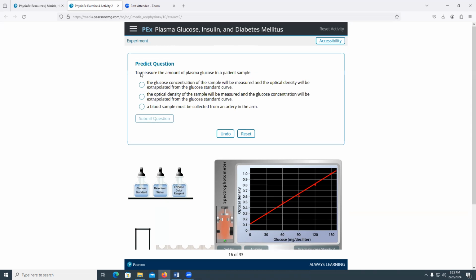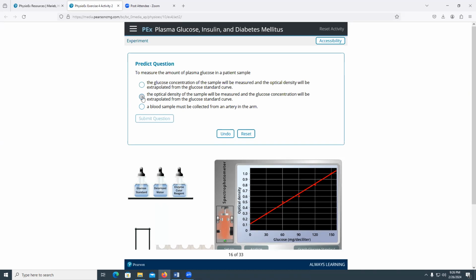Part 2. So now let's do a prediction. To measure the amount of plasma glucose in a patient, the glucose concentration of the sample will be measured. No, I will not be measuring the glucose. I don't know the glucose, but I will be measuring the light, and the optical density will be extrapolated. No, I will not be extrapolating optical density. I extrapolate unknown things. But since I have a spectrophotometer, I will be measuring that.